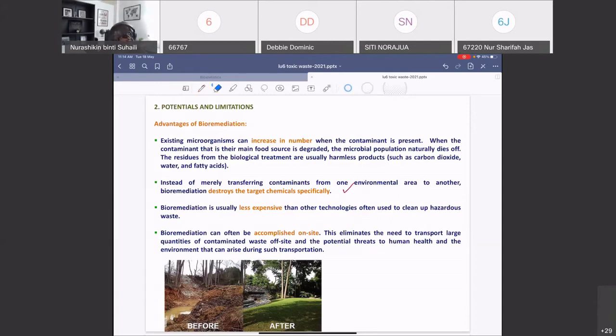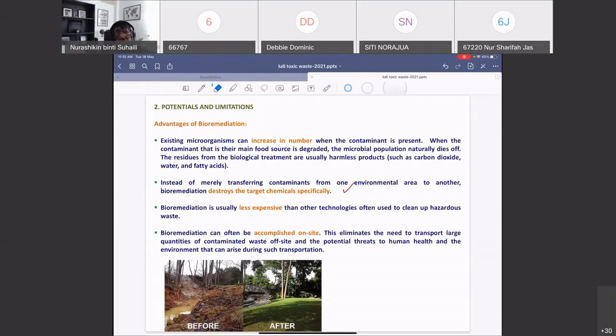And then the first point, the existing microorganisms can increase in number when the contaminant is present, when the contaminant that is their main food is degraded. So it means that because of the microbes, whenever they eat, they grow, right? And they can increase in number. So the process can happen naturally, and that is one of the advantages. The amount of the microbes can increase by itself, whenever the food or the contaminant are there.